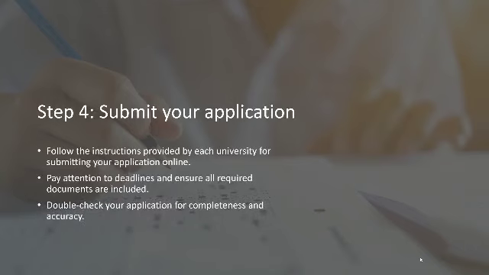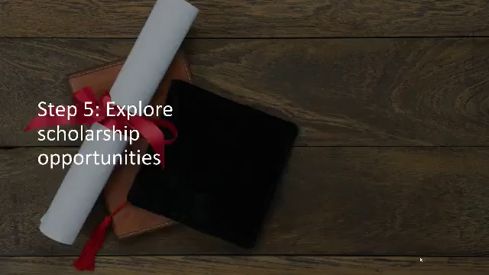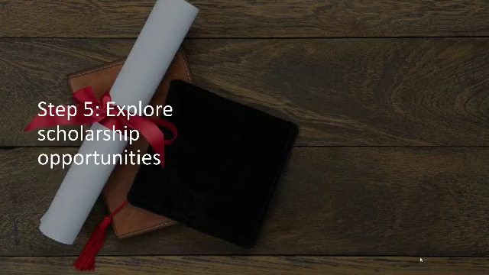Then you want to double check your application for completeness and accuracy. In the application system online, fill in every detail that is asked and double check to avoid any error or mistake. And step 5 will be to explore scholarship opportunities. This is what I will dedicate time on in the future to talk about. There are so many scholarships that you can consider, both locally and internationally.